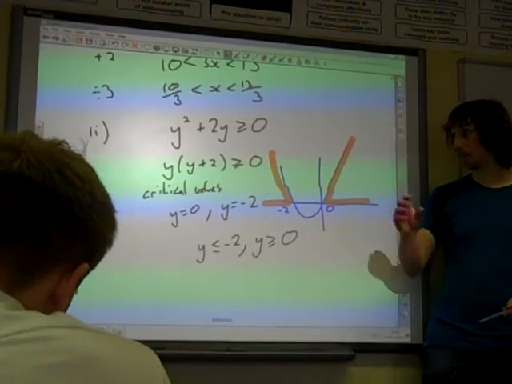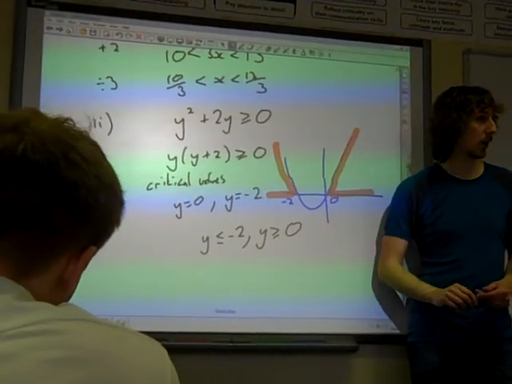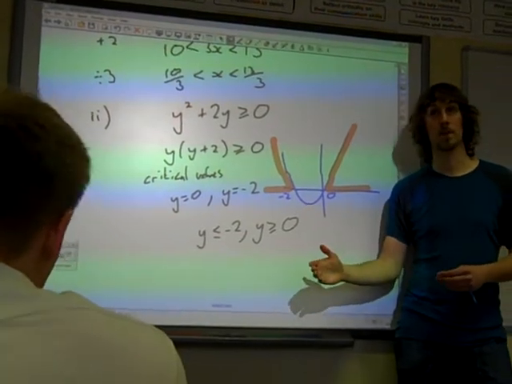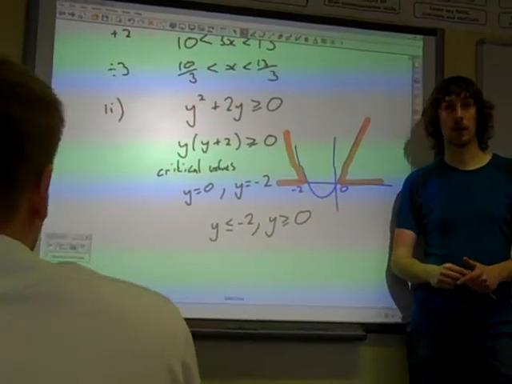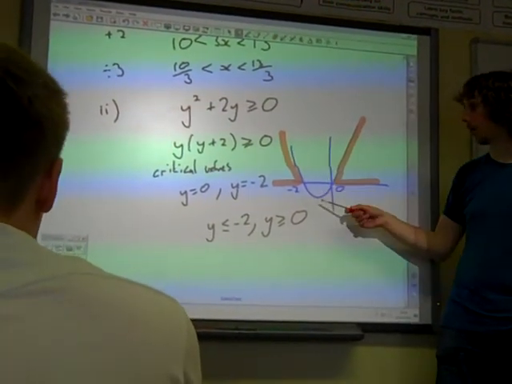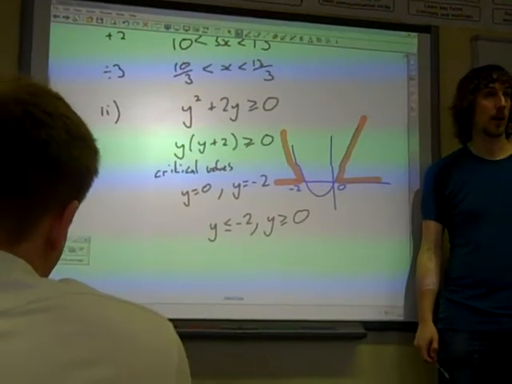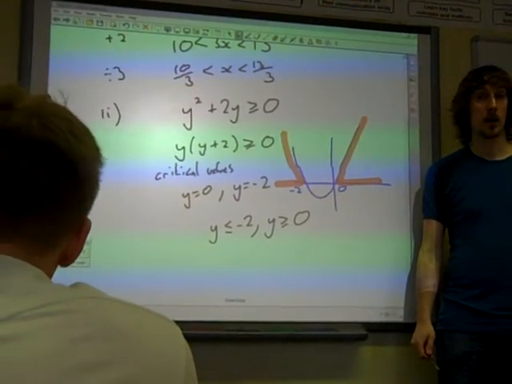I really think that when you're dealing with quadratic inequalities, the safe way to do it is to draw a little sketch of the graph so that you can see when it's above or beneath the relevant axis. And there we go.